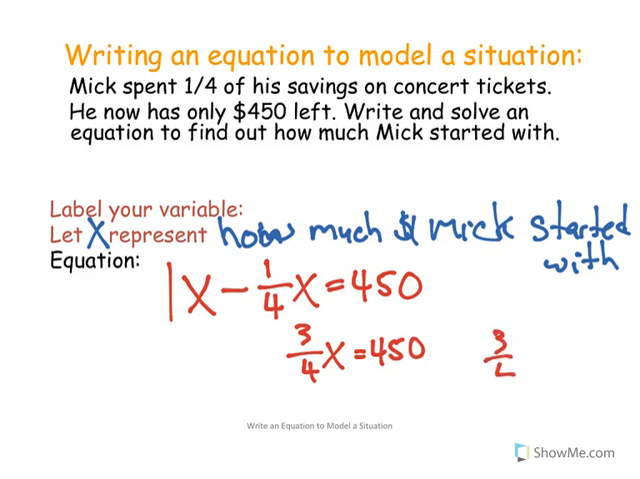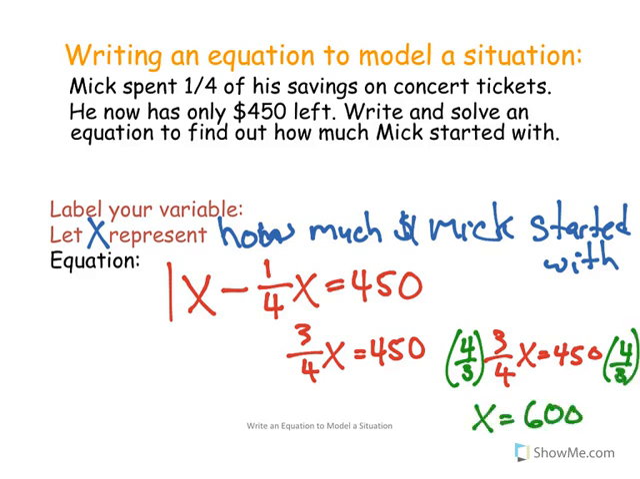So if 3/4 X is equal to 450, and I multiply both sides by the reciprocal, which is 4/3, I end up with 600. So my answer in a sentence would be Mick started with $600. And if we check it, you start with $600, right? A quarter of 600 is 150. So if I subtract 150, it gives me 450.